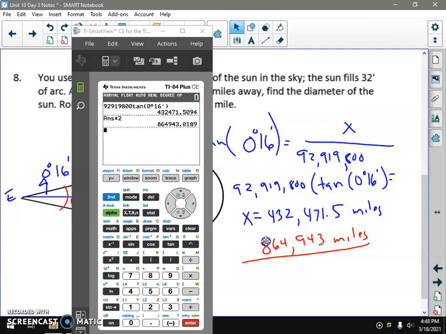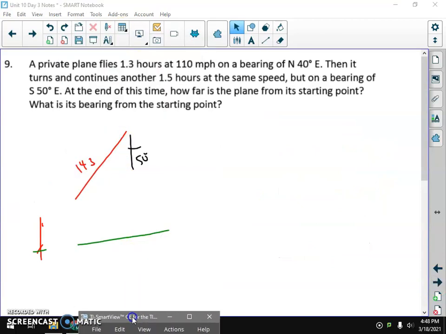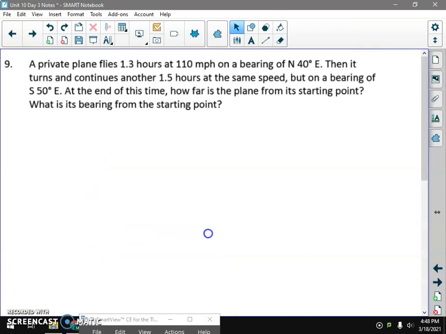Probably the most challenging we'll do because it gets into this thing of navigation a little bit. Don't worry about it. We'll do the best we can. It says, a private plane flies 1.3 hours at 110 miles an hour on a bearing of north 30 east. I need to draw that.